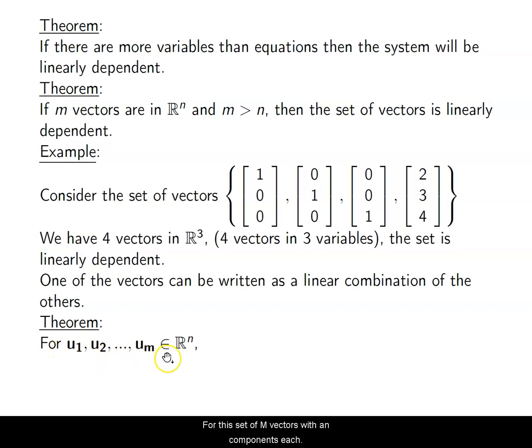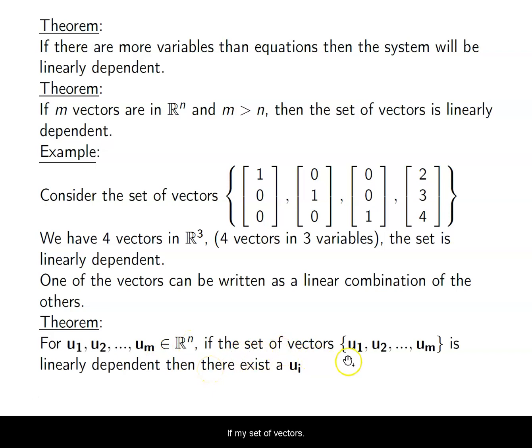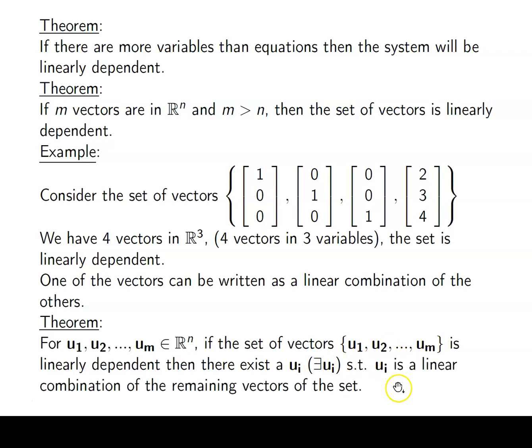For this set of m vectors with n components each, if my set of vectors that I have here is linearly dependent, then there exists a vector which we'll call u sub i. So this little notation I'm going to show you here means there exists, okay, this backwards E means there exists. So there exists a vector inside of this set of vectors such that that vector is a linear combination of the remaining vectors of the set. That's basically what I was trying to talk about here.